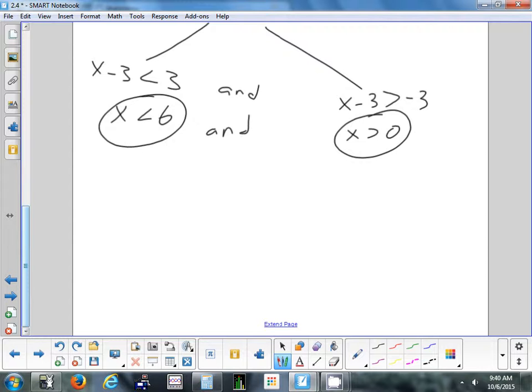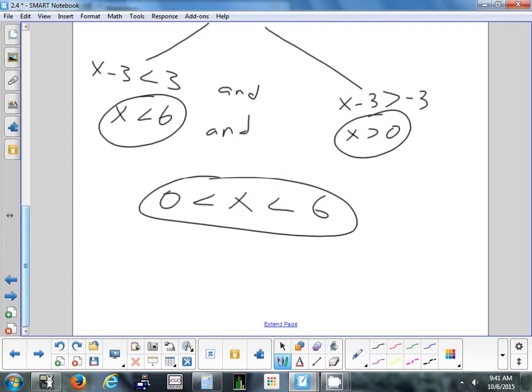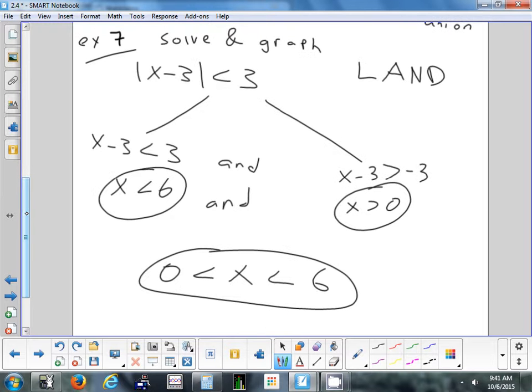Okay, so if you want to write your answer like this, go ahead. That's the shorter way to write it. x is greater than 0, but also less than 6. Questions on that one?